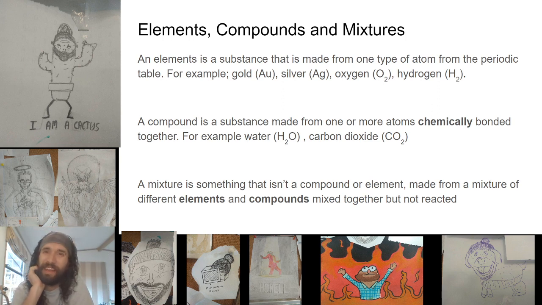A mixture is something that isn't a compound or an element. It's going to be made from a mixture of different elements or compounds mixed together, but not reacted together. So if I get hydrogen gas and oxygen gas, and I put them together in the same room, that is a mixture of hydrogen gas and oxygen gas. That isn't water. If I get my hydrogen gas and my oxygen gas and I react them together to form water, which is very different to both hydrogen and oxygen, then water would be a compound, because the hydrogen and oxygen are chemically bonded together.